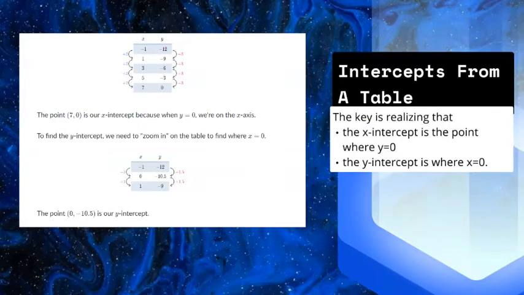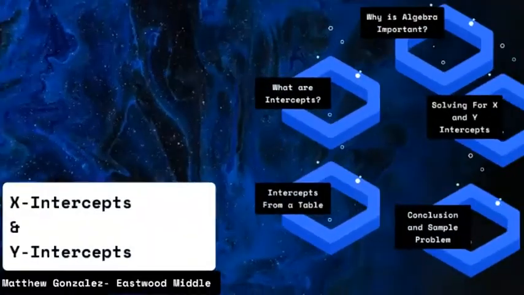The x-intercept is the point where y is equal to 0, and the y-intercept is where x is equal to 0. So as we can see here, they gave us y is equal to 0. So that's how we know we have our x-intercept, because y is equal to 0. So 7 is our x-intercept. And then if we want to look for our y-intercept, we just have to do a little bit more math and input the 0 in the graph and do some basic math and just see the pattern and what's changing. And that's how we find our x and y intercepts from a table.